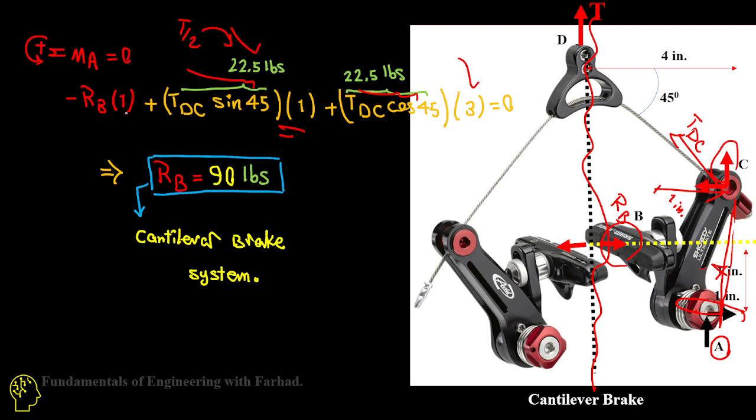If you do so, it says RB, or reaction at brake, is equal to 4 times 22.5, and 4 times 22.5 is 2 times 45, which is 90 pounds for the cantilever brake system.